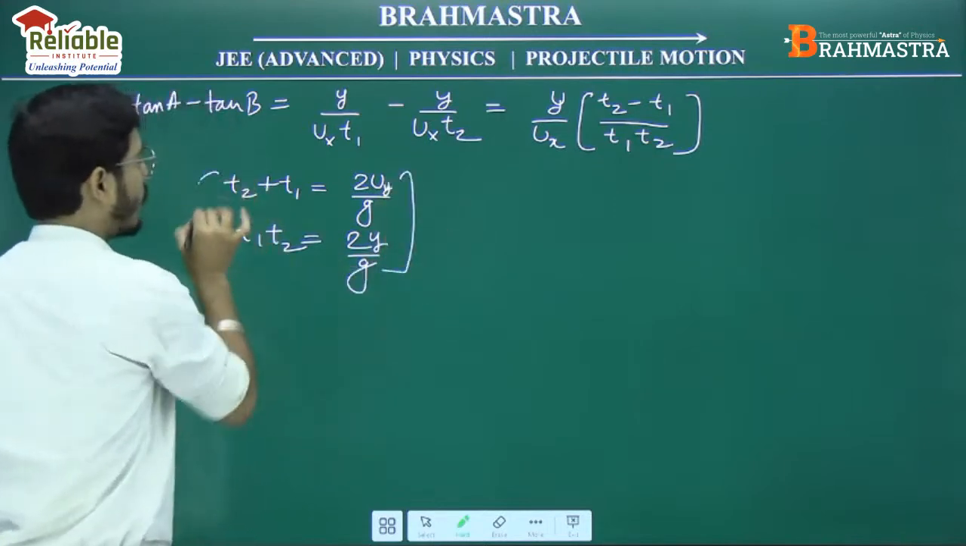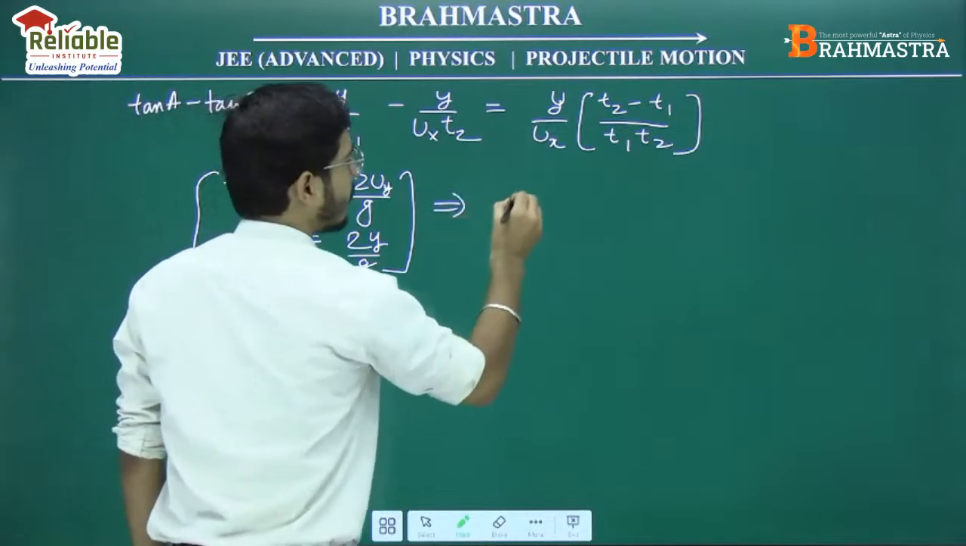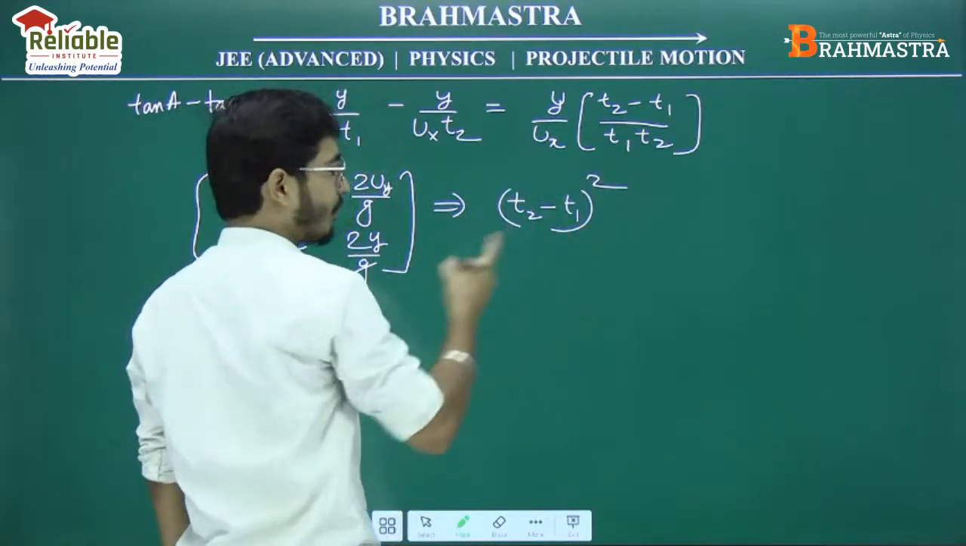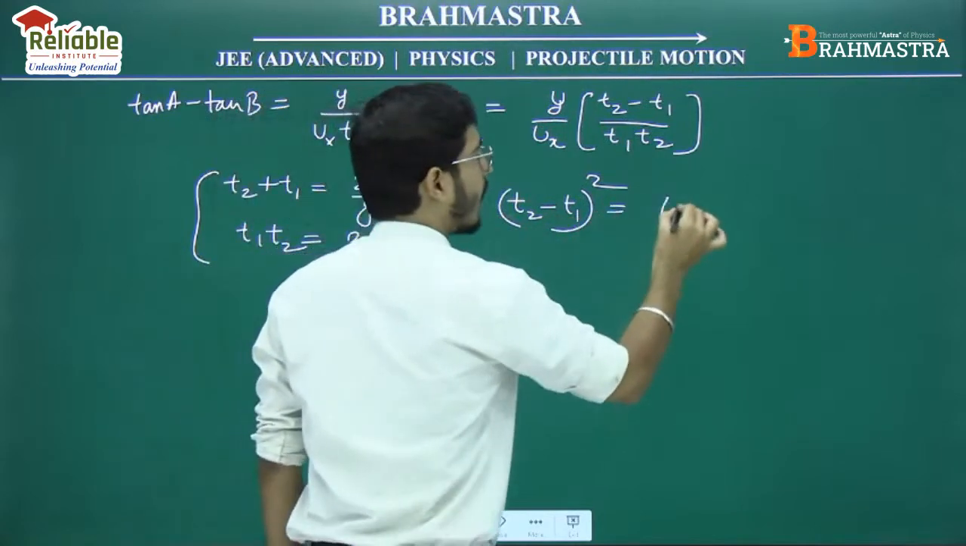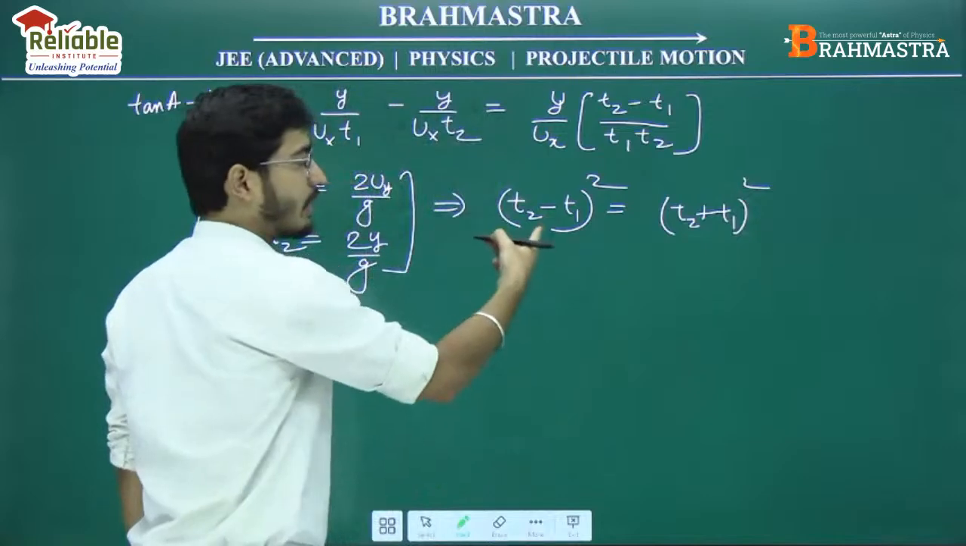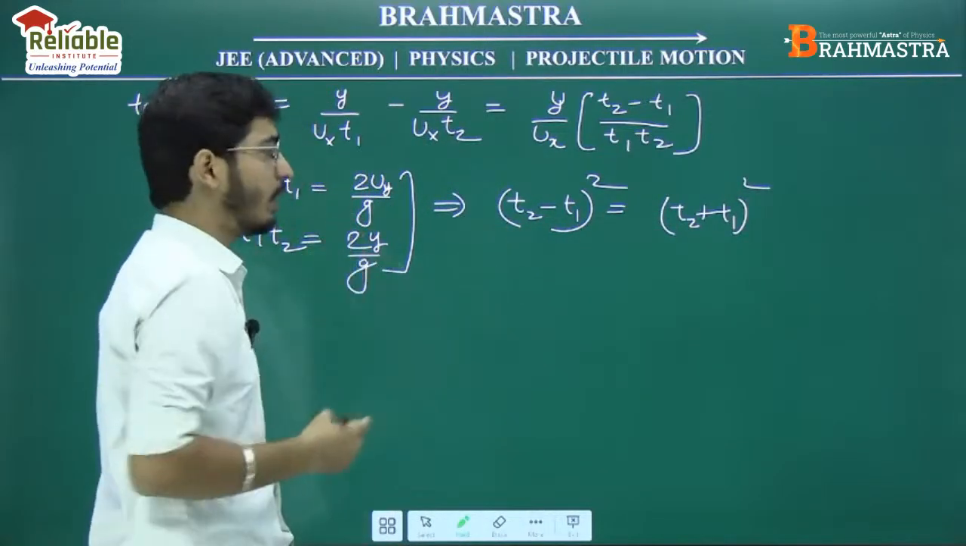Okay, these two we know, and we want to investigate t2 minus t1. So I think we can understand, if I square this, t2 minus t1 whole square, I can write this in the format of t2 plus t1 whole square. The t2 square and t1 square will be common in both. Here I want minus 2 t1 t2 factor.